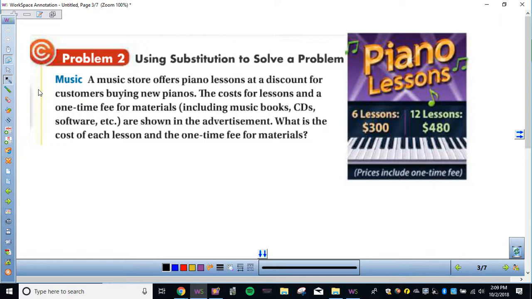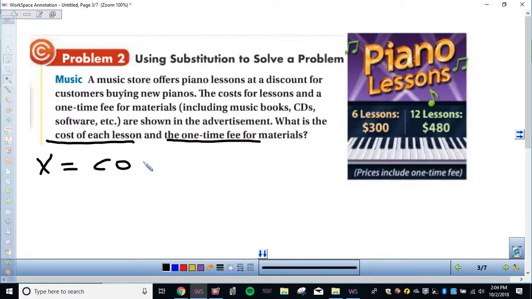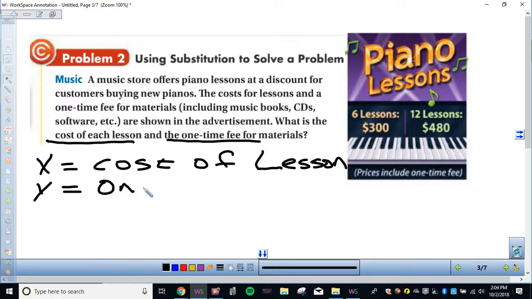A music store offers piano lessons at a discount for customers buying new pianos. The cost for a lesson and a one-time fee for materials like music books, CDs, software, etc. are shown in the advertisement. What is the cost of each lesson and the one-time fee? In Algebra 1 and 2, almost always you'll get the variable from that very last question. So we're going to call x the cost of the lesson. And we're going to call y the one-time fee, materials fee.